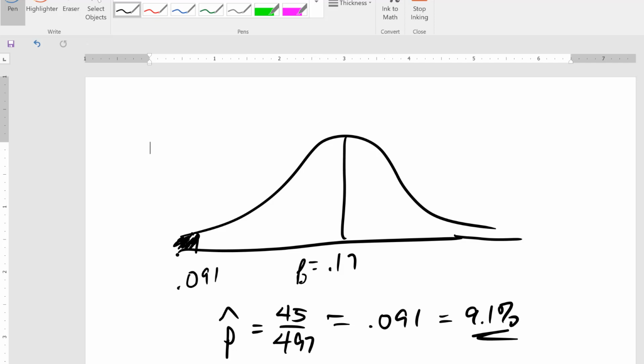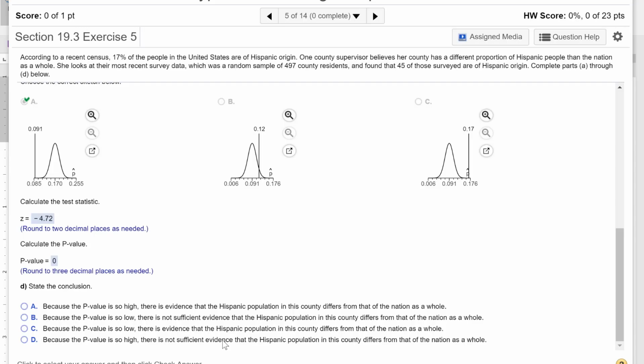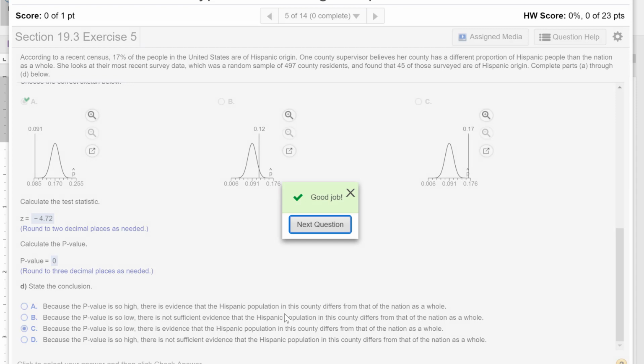So we're going to reject. It's unlikely that my population really is 0.17, because that's a pretty low p-value. So because the p-value is so low, we know it's down to B and C, there is enough evidence that it's different. See? Okay, so I hope that helps.